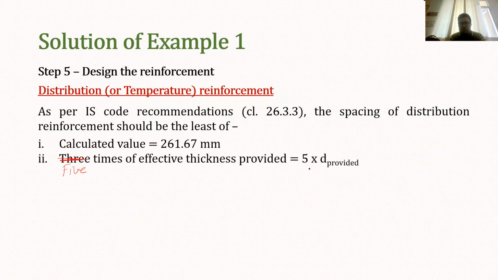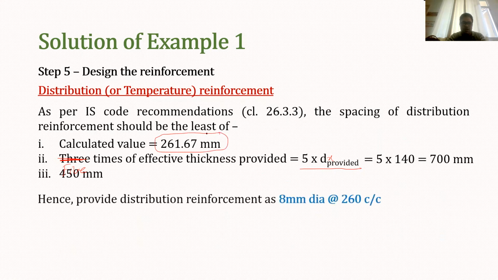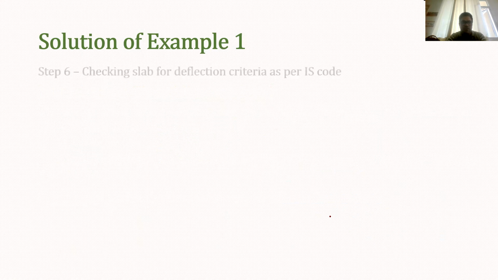5 times of effective thickness provided, which is 5 into D provided. And here this D provided will actually be DX. So the value is 700 and the third value is 450 mm. So the lesser value in these three is 261.67. So providing the distribution bar as 8 mm dia at the rate of 260 center to center. So this is how we calculate the distribution reinforcement.